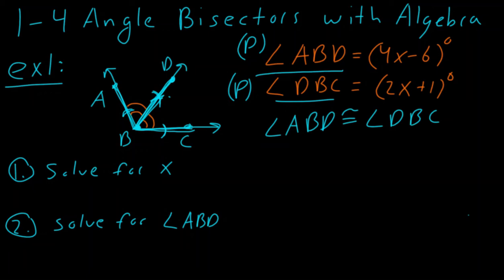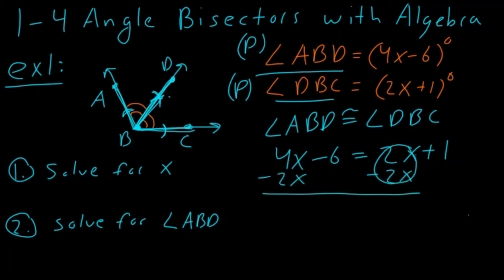Well, this allows us to set up our first algebra equation. We can say, okay, well, angle ABD is 4x minus 6, and we'll set that equal to DBC, which is 2x plus 1. And now all we have to do is solve for x. Remember, we're going to move our smaller x first, so minus 2x minus 2x. We're subtracting because we're getting rid of the positive 2x, and of course 4x minus 2x is in fact 2x. 2x minus 6 is now equal to 1.